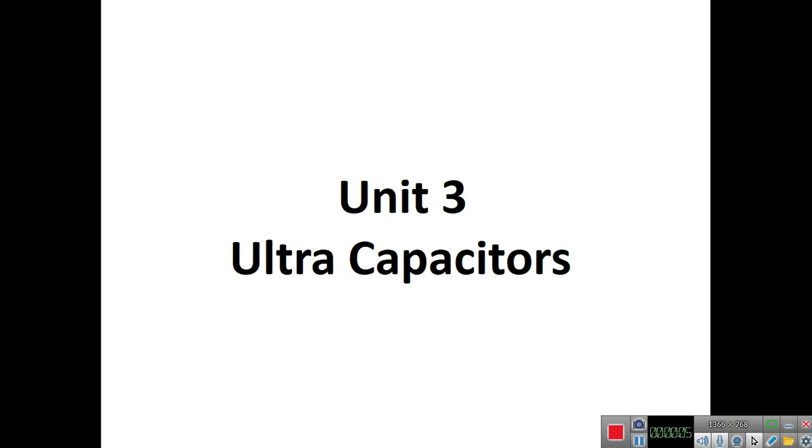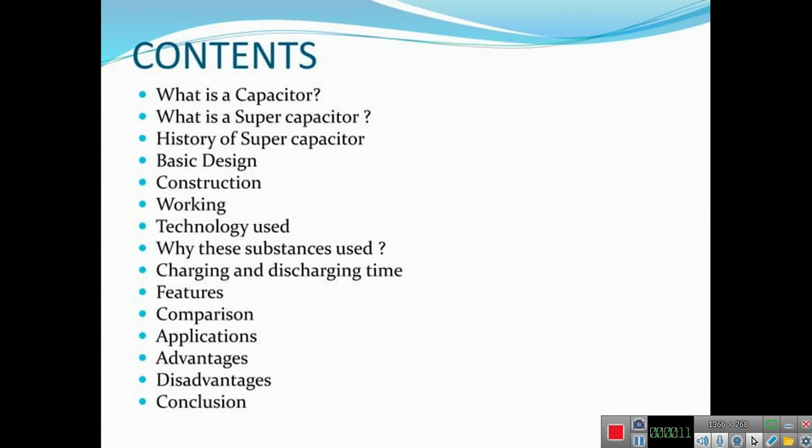And unit 3 in energy storage systems: ultra capacitors. And these are the contents. So ultra capacitor can also be called a supercapacitor. History of supercapacitor, basic design of a supercapacitor, construction and working principle, technologies used in the supercapacitor, the substances used, charging and discharging time, features, comparisons, applications, advantages and disadvantages of a supercapacitor.